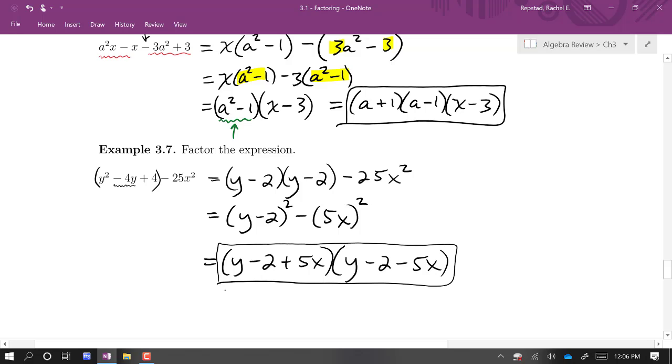And that's as far as we go. You can again check this. FOIL won't work as a mnemonic here because that only works when you have just 2 terms in each factor, but you can set up the table right, to distribute everything out, and you'll recover the original expression.